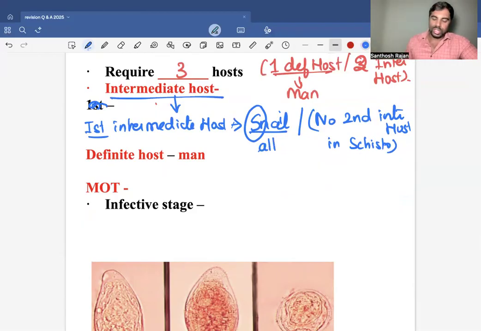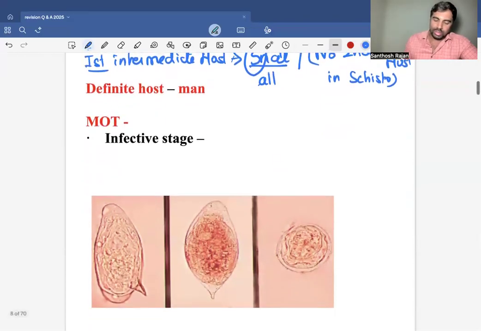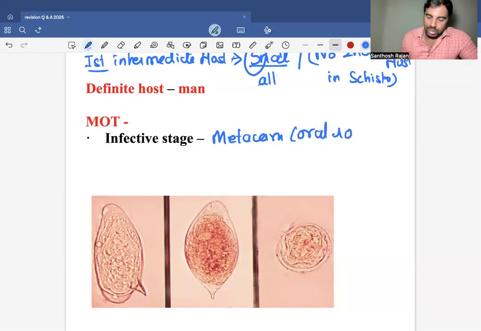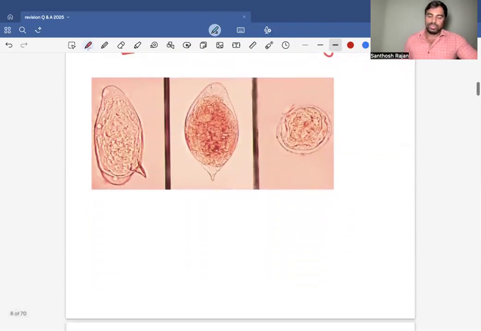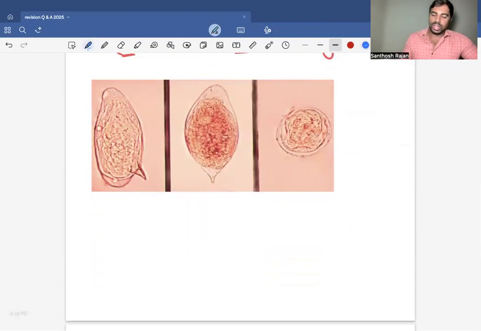Mode of infection, infective stage: usually for other flukes, it is the metacercaria by the oral route. But only for Schistosoma, it is skin penetration by Cercaria. Again repeating it again and again, this is important. So everything goes with S.